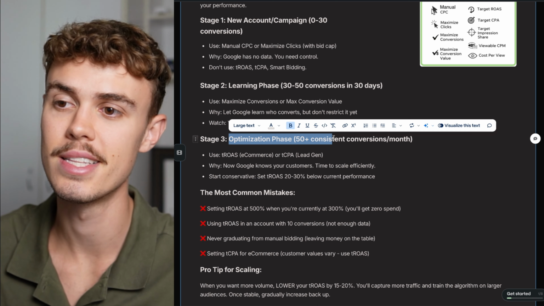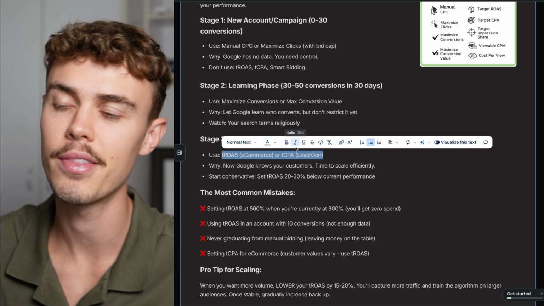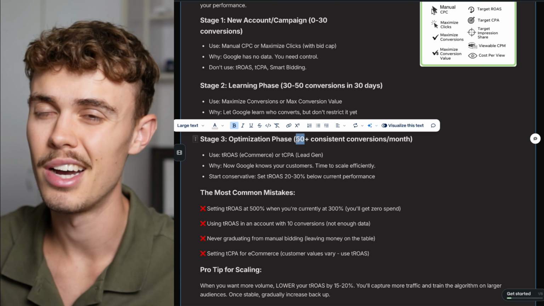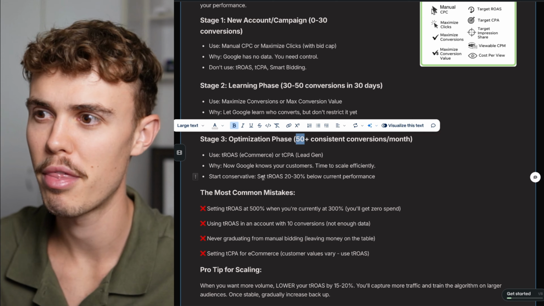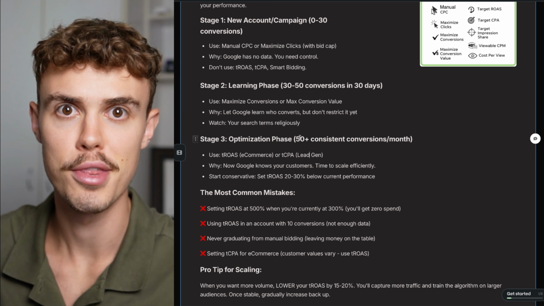Then when you get to 50 plus consistent conversions per month, this is when you can start introducing ROAS or TCPA. Again, this 50 number is pretty arbitrary. You could be doing this at 30 plus. I generally wouldn't recommend it at less than 30 conversions per month though.